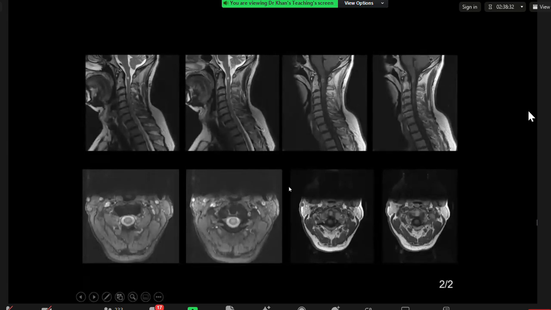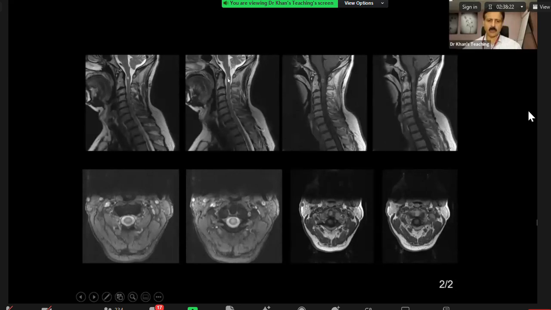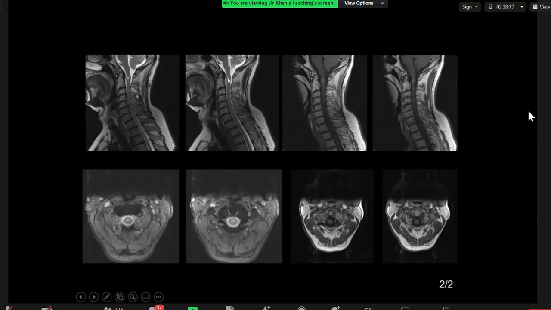So I think given the enhancement pattern, the top of my differential would be a demyelinating condition such as neuromyelitis optica. Do you see the cystic component here, where I'm pointing out on this T2? Yeah, high signal centrally.